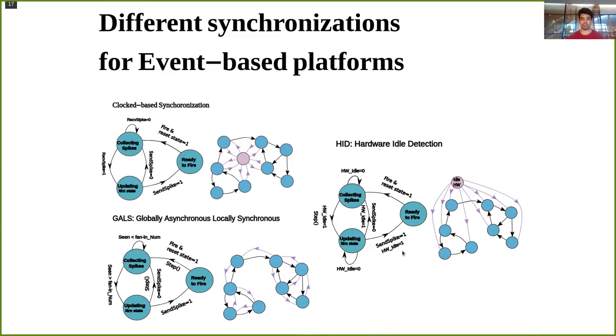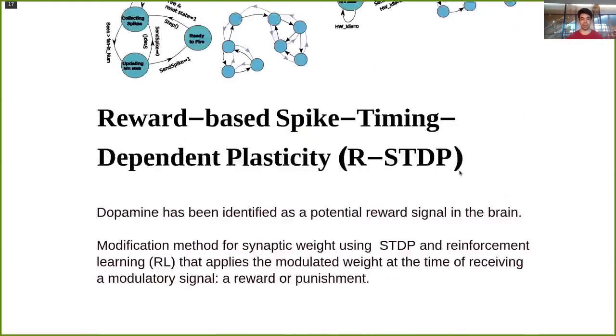And the last one is the hardware idle detection synchronization algorithm, where we define a synchronization barrier which produces hardware signals. When there is no pending message on the system, it will produce those signals to get ready for the next step, or time step.